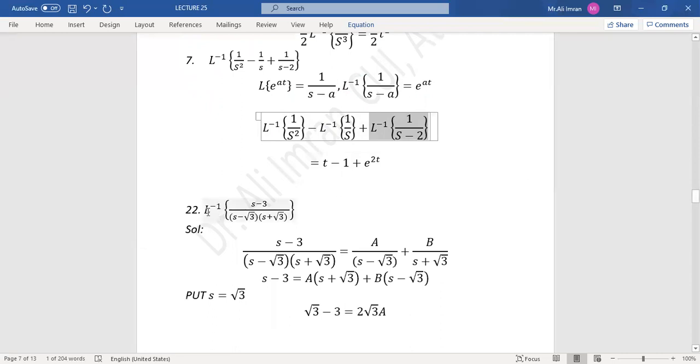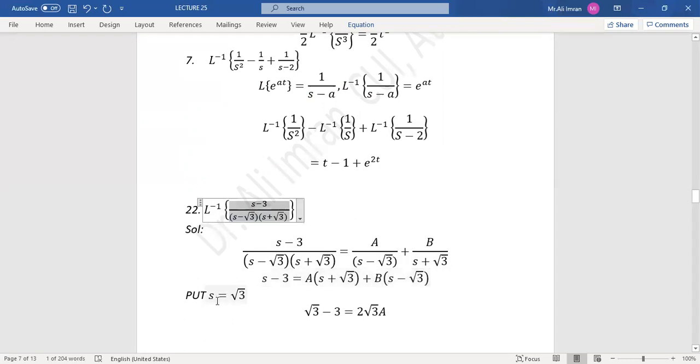Question number 22, we have to find the inverse Laplace transform of s minus 3 divided by s minus square root 3 into s plus square root 3. We cannot directly find its inverse Laplace transform. We will simplify this with the help of partial fractions. We have s minus 3 divided by s minus square root 3 into s plus square root 3 is equal to a divided by s minus square root 3 plus b divided by s plus square root 3. If we simplify this, we will have s minus 3 is equal to a into s plus square root 3 plus b into s minus square root 3.